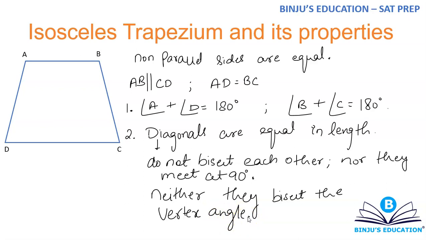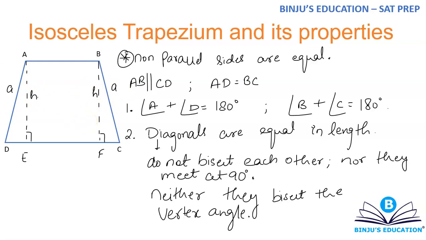Okay, so let me drop the height. I can do it either from A, or I can do it from B also. Let's call this E, let's call this F. Now if the non-parallel sides are equal, let's call both of them A and A. This will become height h, this will also become height h.